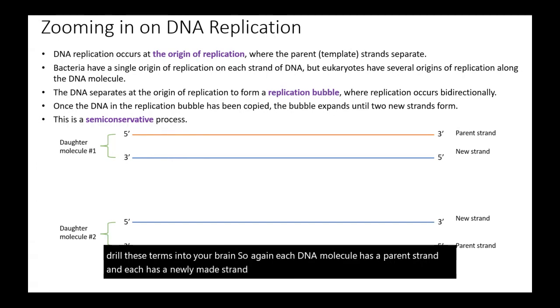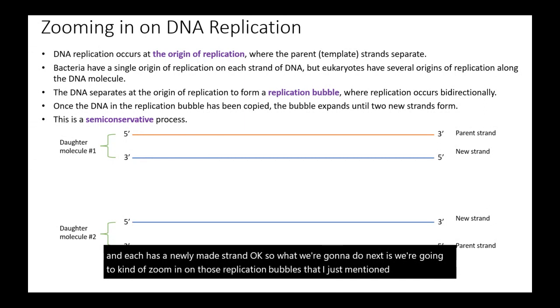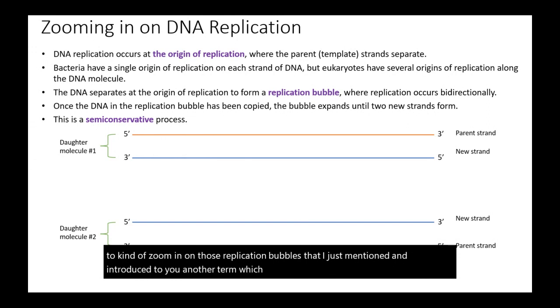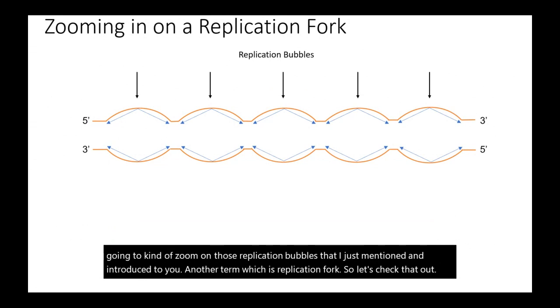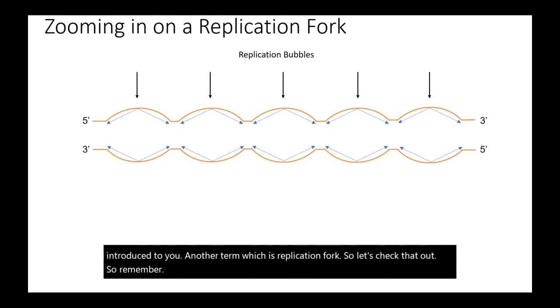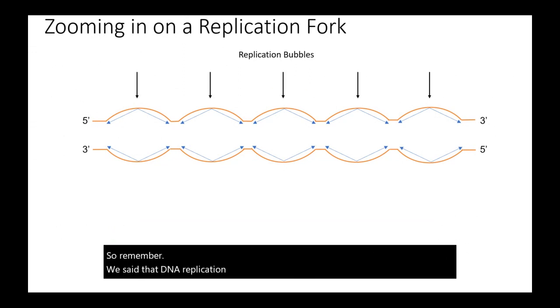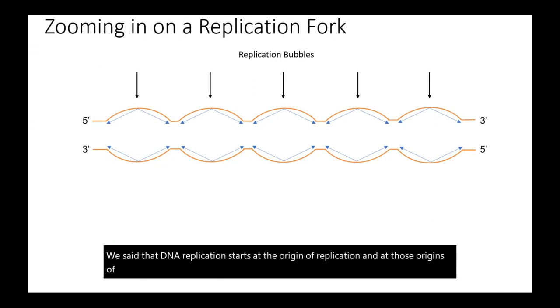Okay? So what we're going to do next is zoom in on those replication bubbles that I just mentioned and introduce to you another term, which is replication fork. So let's check that out. So remember, we said that DNA replication starts at the origin of replication. And at those origins of replication, the DNA separates and we get a replication bubble. Okay, so that's what I've labeled first. All of these that you see here are replication bubbles.